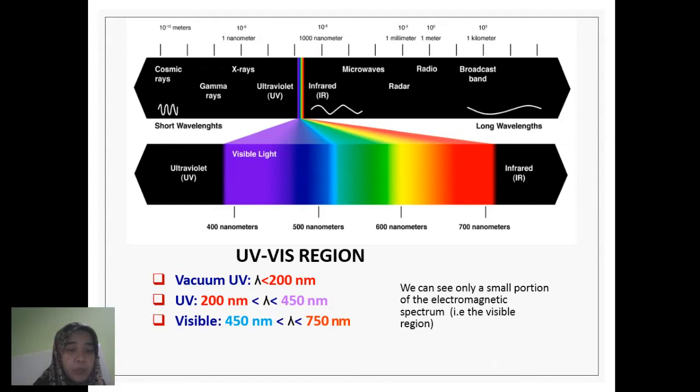Okay, the first region, which is under UV, ultraviolet, the wavelength is in between 200 nanometer to 450 nanometer. Meanwhile, for the visible region, the wavelength is in between 450 nanometer to 750 nanometer. In the visible region, we can see only a small portion of the electromagnetic spectrum. Before we go in detail, I would like you guys to have a look at this video.